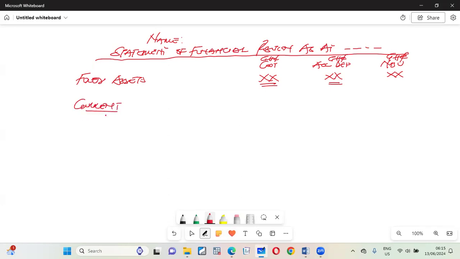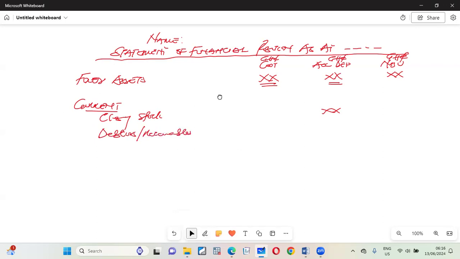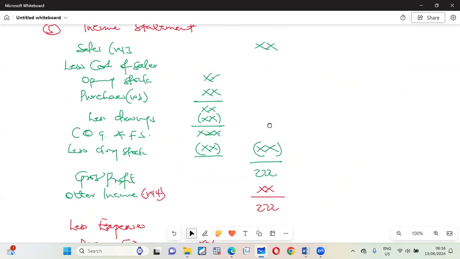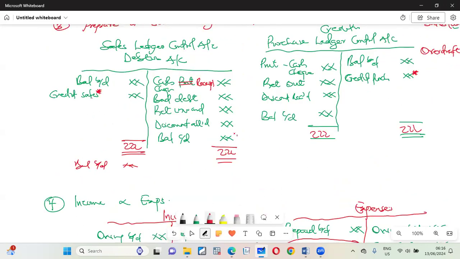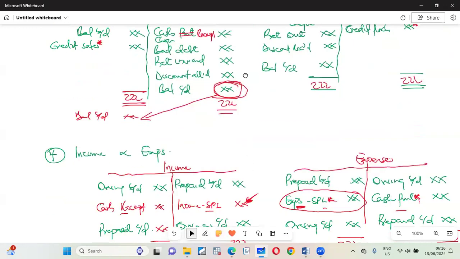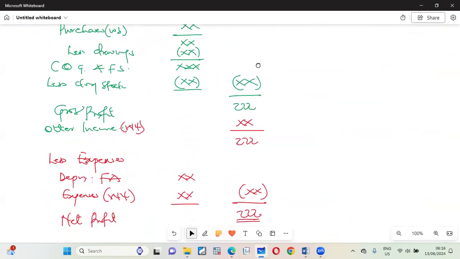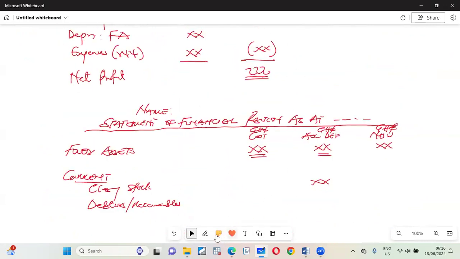You know your current assets comprise closing stock, so you bring it in. Then what else? Debtors. Your debtors, or trade receivables, are coming from workings 3. This is the figure you are picking, which was also here. So we will go and slot it in.